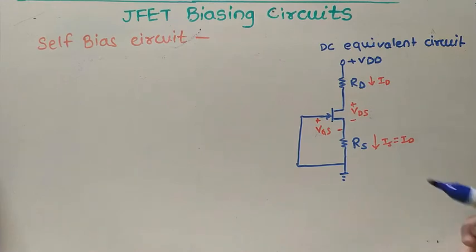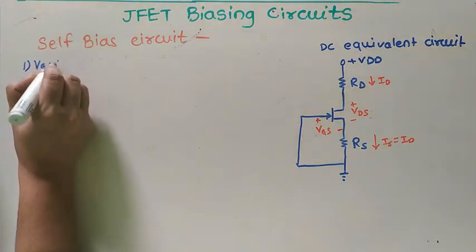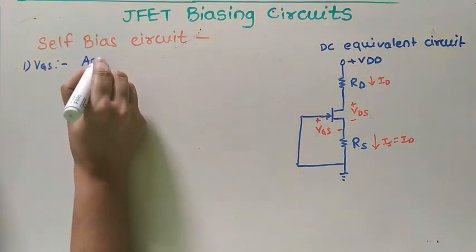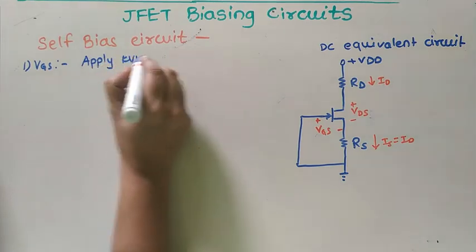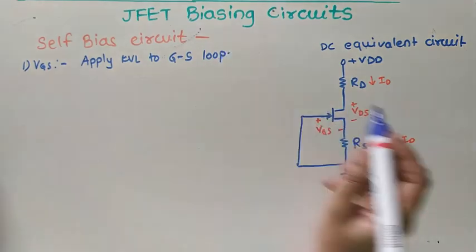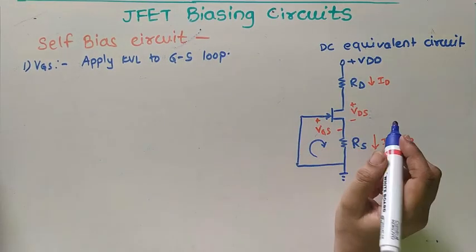Now according to our analysis steps, first of all we have to find out the VGS, and for that VGS we have to apply KVL to the gate to source loop. Means from this gate terminal to source terminal, like this we have to apply the KVL.